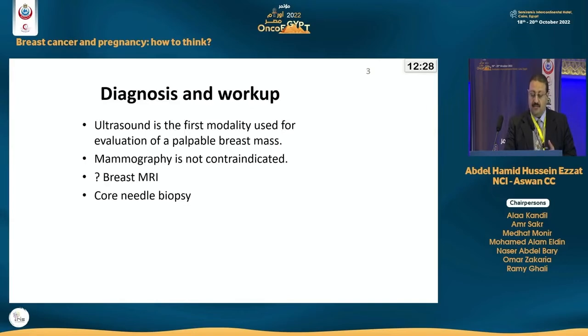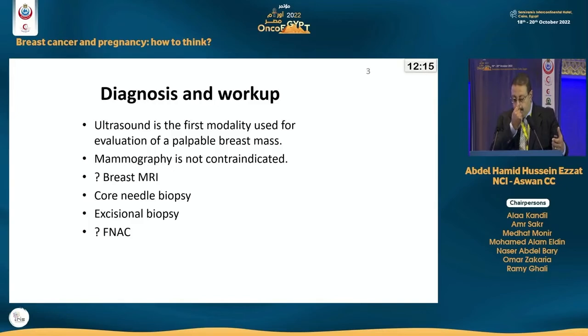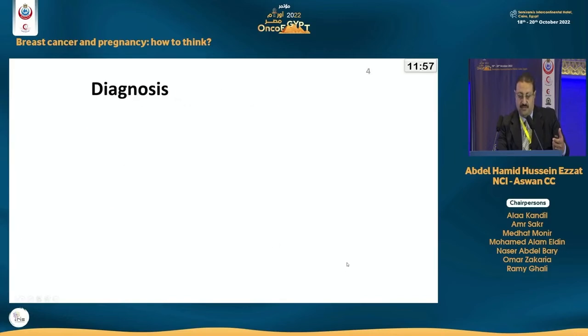The core needle biopsy is highly recommended, as well as the excisional biopsy for tissue diagnosis and for receptors. Fine needle aspiration cytology is not highly recommended due to the physiological changes that occur in the breast during pregnancy. It mimics atypia. So it is not a confirmatory diagnostic for breast cancer in pregnancy.